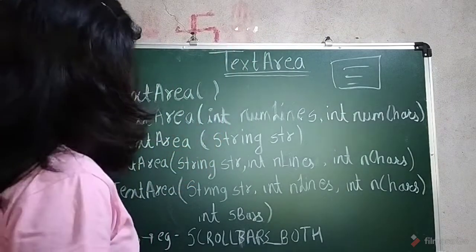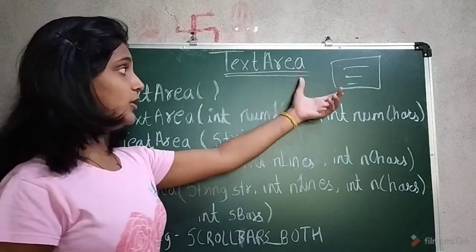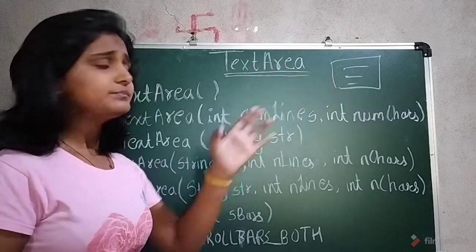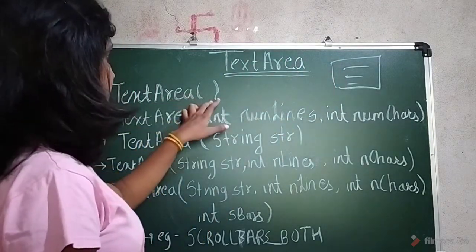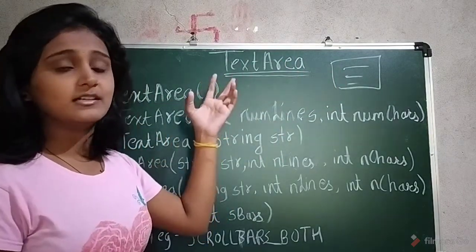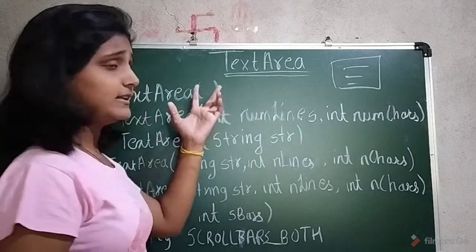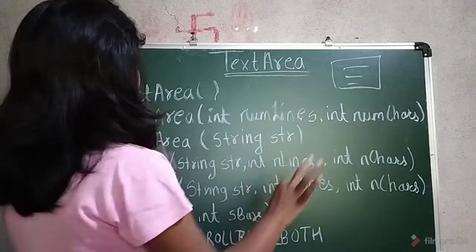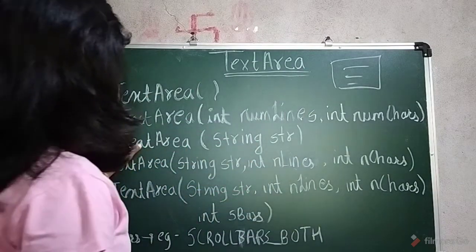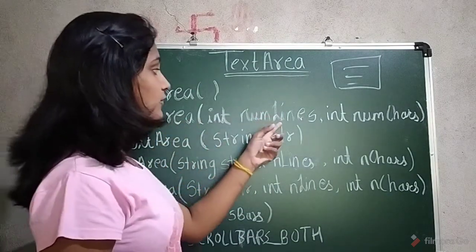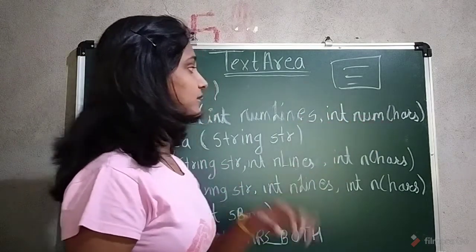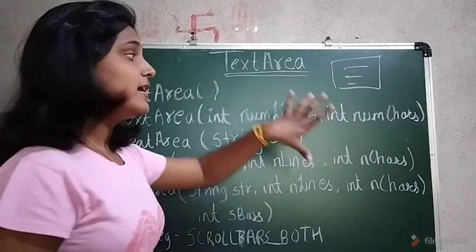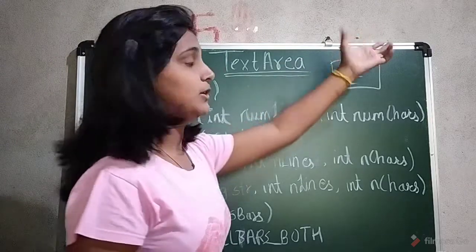For that purpose, we use text area. Now let's see what exactly the constructors are, how exactly we are going to build this text area in Java. Now the first one is a text area where nothing is passed. Here it is empty, where the constructor contains no parameter, so it will create only an empty text area. Now the next one is a text area with an integer number of lines and number of characters. Here you have to pass the number that you want for a particular height and particular width.